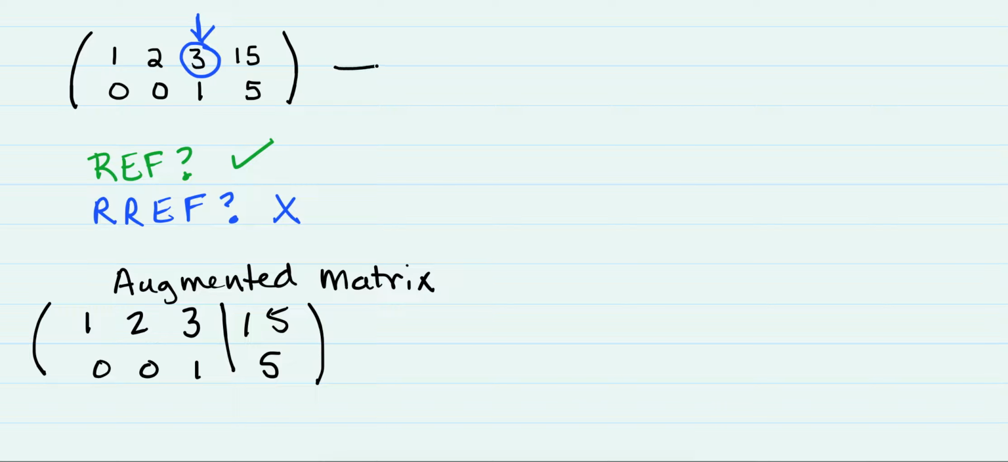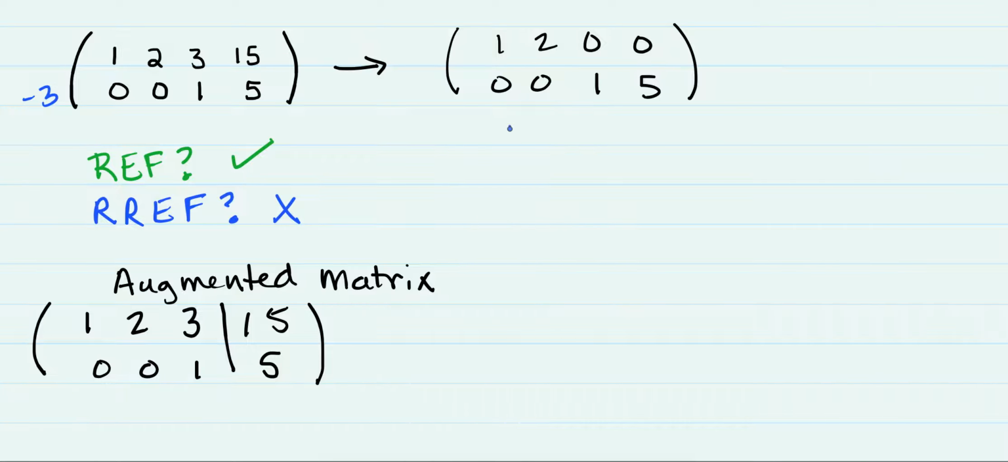However, I can put this into reduced row echelon form by just multiplying the last row by -3 and adding it to the first row. So if we do that, what will we get? We'll get 1, 2, 0, 0 and 0, 0, 1, 5. And now we have something in reduced row echelon form, because above the pivots we have 0. And I have a 0 here, but it really doesn't matter. It could be any number and this would still be in reduced row echelon form because there's no pivot right here.